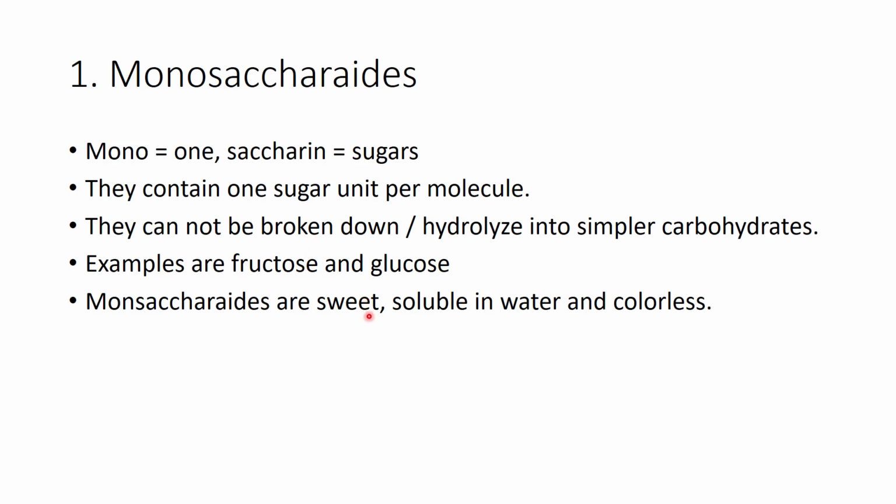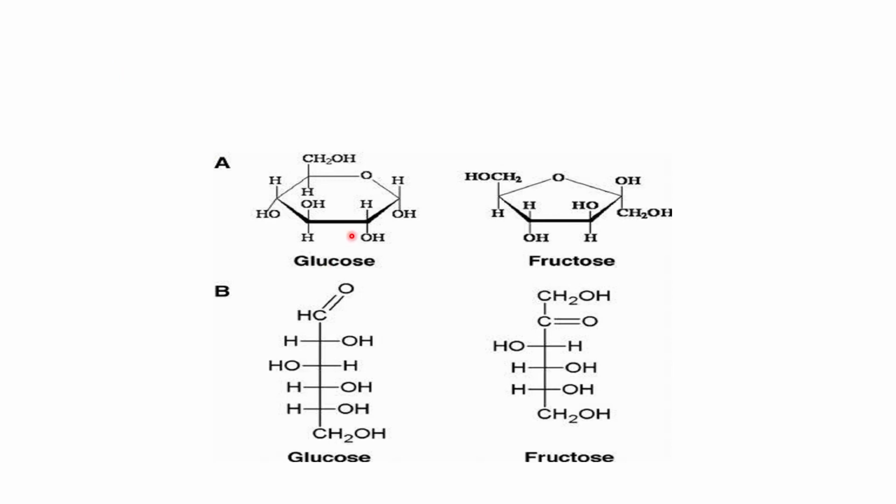Monosaccharides are sweet, they're soluble in water, and they are also colorless. Some of the very common examples are fructose, glucose, galactose. Now let's take a look at the structure of glucose. This is the structure of glucose. Each point here is a carbon. When you don't write anything, that means there are carbons. And this is the structure of fructose.